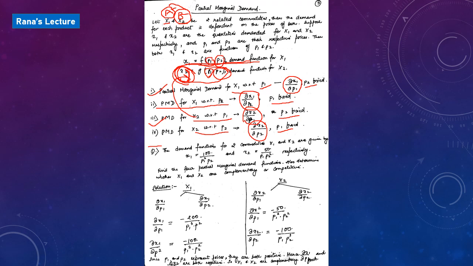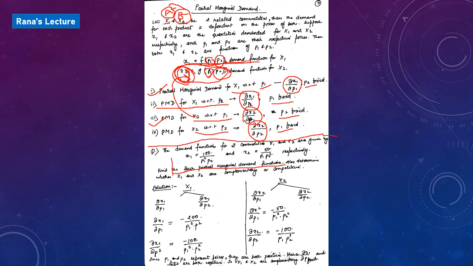This is the question now. Let us move to the question. We are provided with the demand function for two commodities. The demand function for two commodities X1 and X2 are given by X1 is equal to 100 by P1 square into P2 and X2 is equal to 50 by P1, P2 square respectively. What is the question asking you to do? Find the four partial marginal demand function.